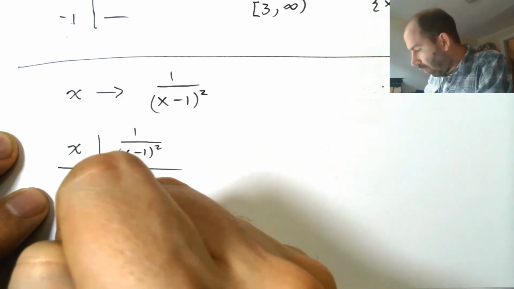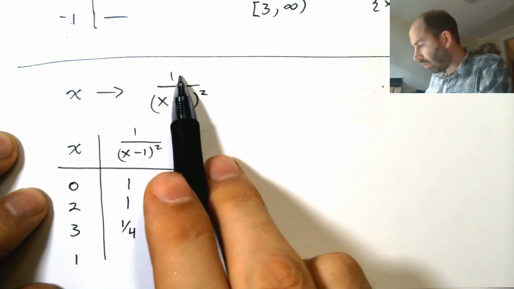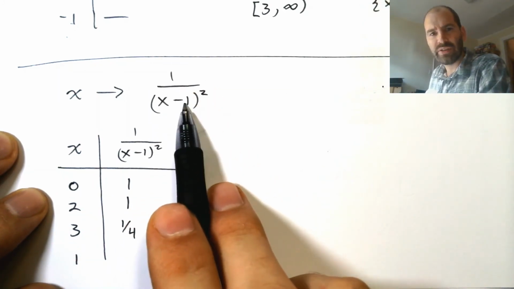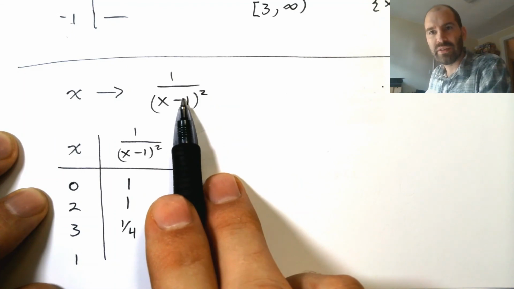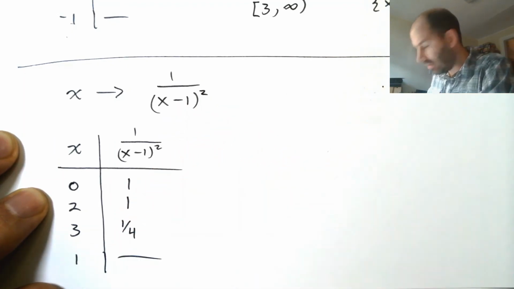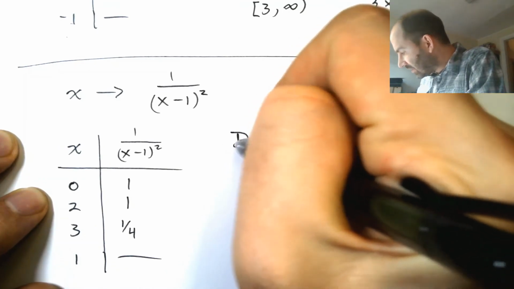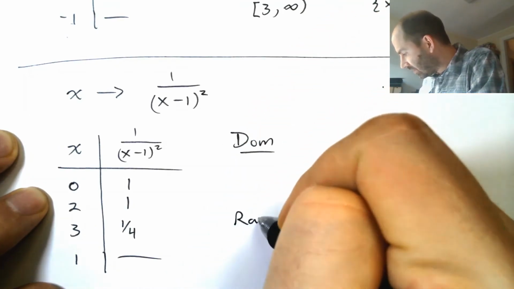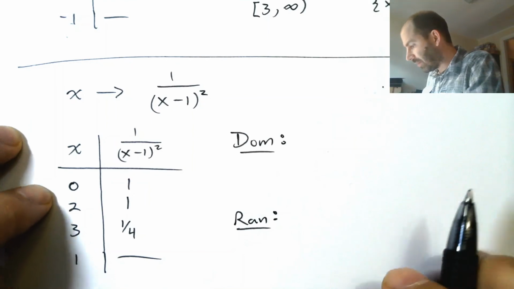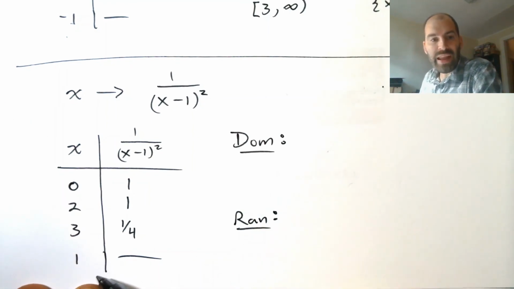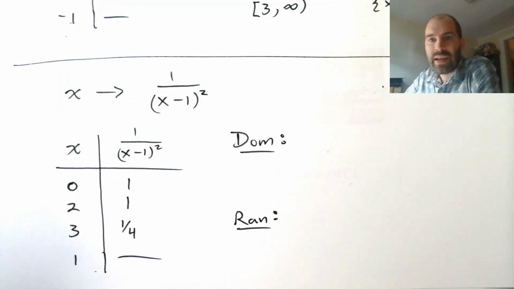What if I plug 1 into this function? 1 over 1 minus 1, that's 0 squared is 0. 1 divided by 0 is not defined, can't divide by 0. So you can see there are some things that aren't in the domain, right? This does not have an output, so this is not in the domain. Okay, so what is the domain and what is the range? Let's think about this. Are there any other numbers that I can't get an output from?